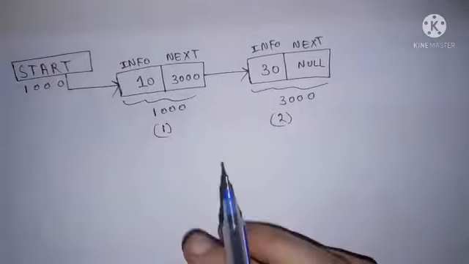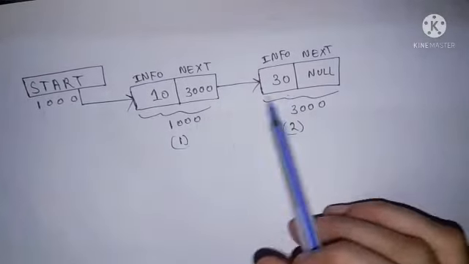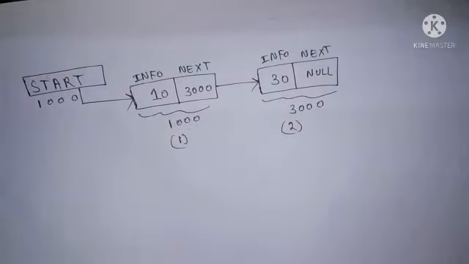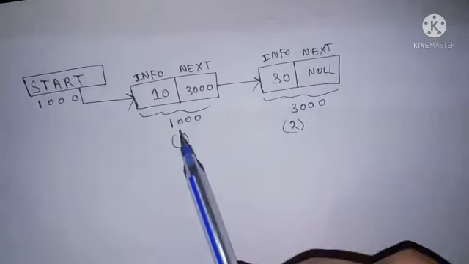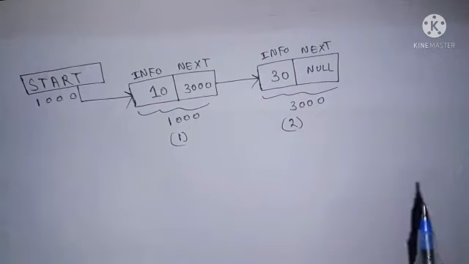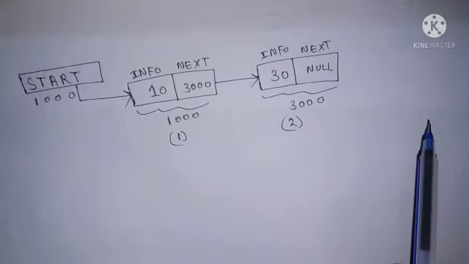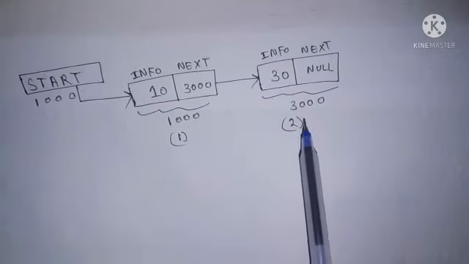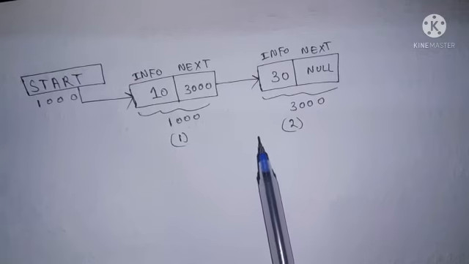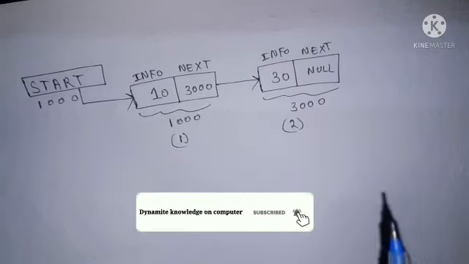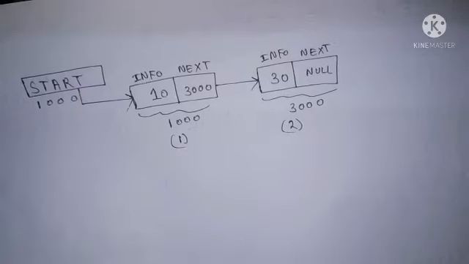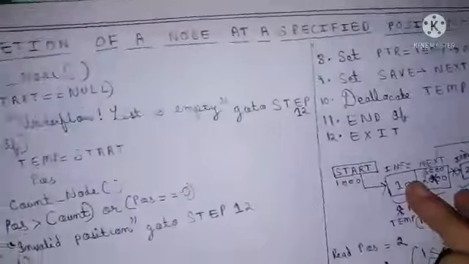So see, now this is the list after the deletion of the node from the second position. The third node becomes second and the first is first only. The second node is deleted. In our original list there were 3 nodes, and after deletion from the specified second position, now we have 2 nodes in our list. So this is all about the deletion of a node at a specified position.